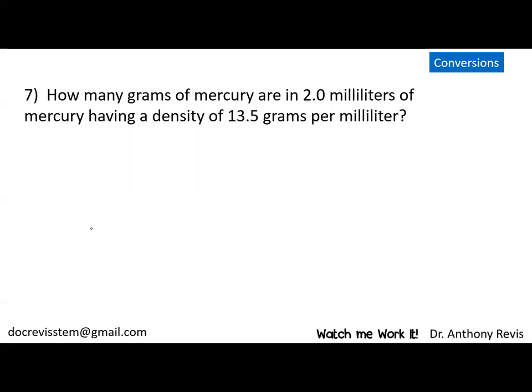Okay, now that my dog's quiet, I think I can continue on. One more problem. How many grams of mercury are in 2.0 milliliters of mercury having a density of 13.5 grams per milliliter? You say, I have no idea what a density is. Well, it doesn't matter. This is a conversion. So I'm going to convert 2.0 milliliters. This is my given. How do I know that's my given and the other one's not? You see this big per, therefore it's not your given. This is a standard. When it's a standard, we use it as such.